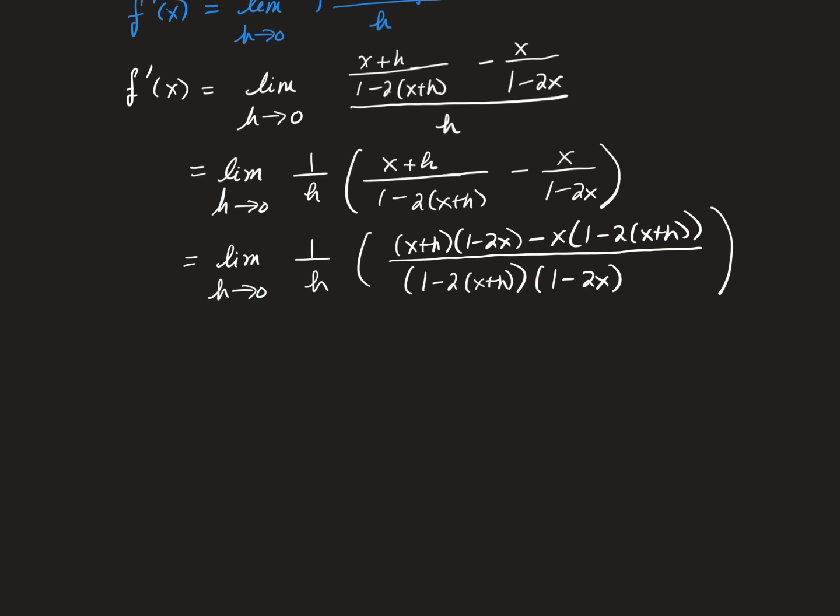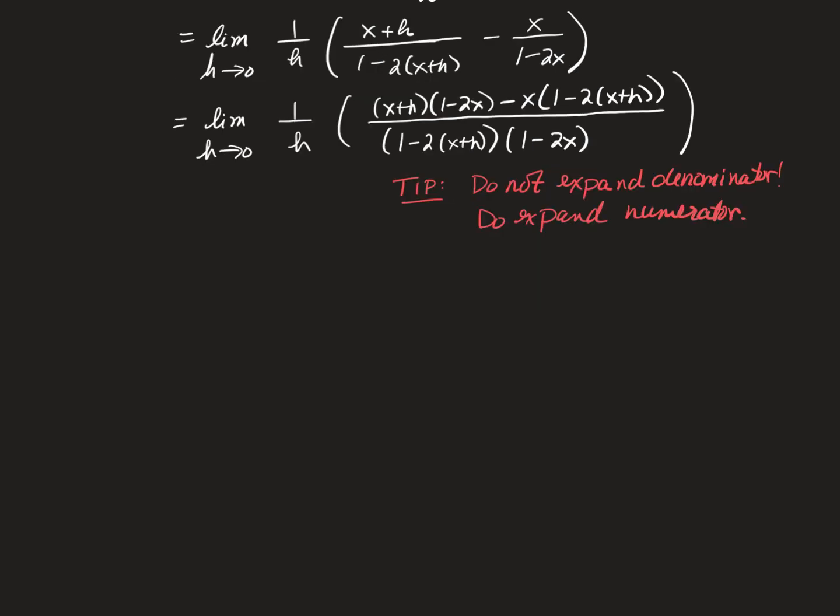And at this point, I want to stop and give a tip. So here is my tip: do not expand the denominator, but do expand the numerator. If we expand the denominator, it's a lot of work, and it's unnecessary. And the other thing is it often causes students to make errors. So I generally recommend not expanding the denominator, but we do need to expand the numerator. The whole goal is we want to be able to cancel this h, so that we no longer have an indeterminate form so that we could evaluate the limit.